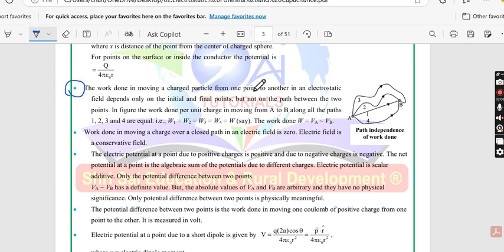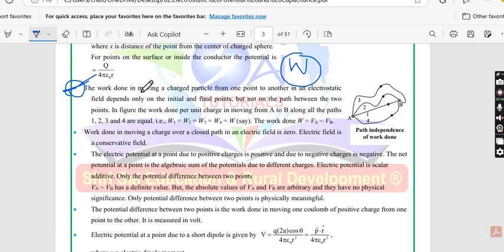The work done in moving a charged particle from one point to another point in an electrostatic field. So in today's session, the very important concept related to the second chapter, that is the work done in moving a charged particle from one point to another point in an electrostatic field depends only on initial and final points. See, I have discussed work done, where it is denoted by the letter W. See the work done in moving a charged particle, it is having some kind of property or criteria. What is the criteria?